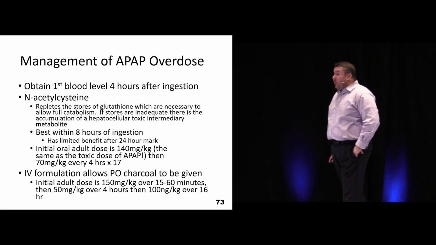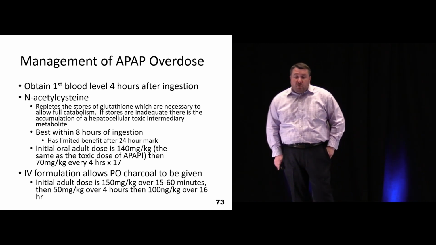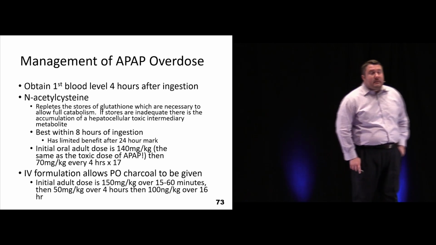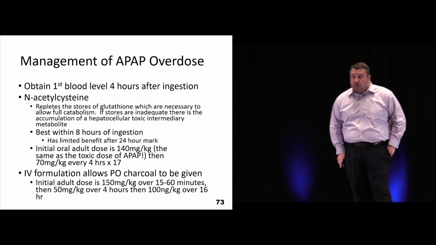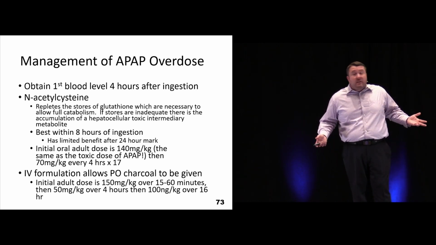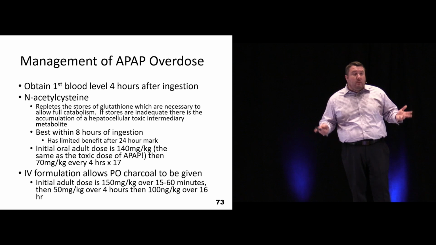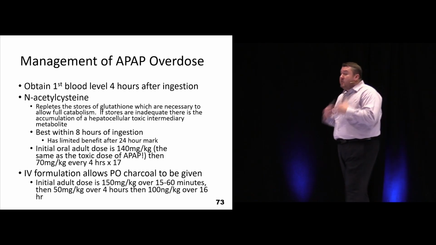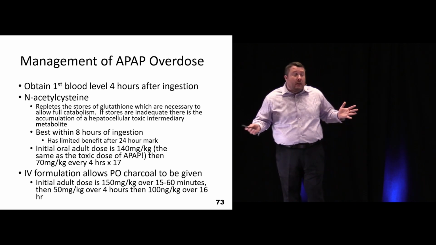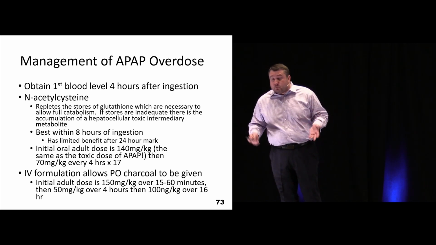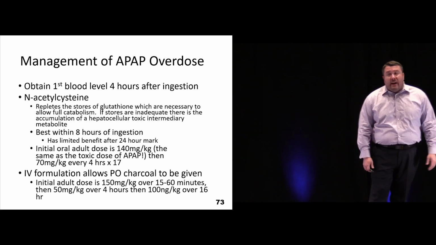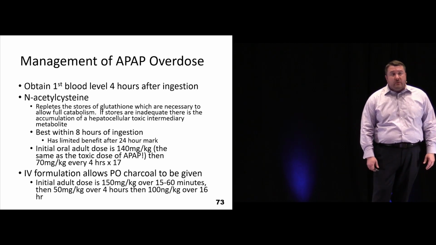Acetylcysteine replaces glutathione. Glutathione is the enzyme my liver needs to metabolize the metabolite of acetaminophen. In normal doses, we have enough to metabolize it, not a problem. But in an overdose scenario, our liver is exhausted and there's not enough glutathione left, so we replace it. This is very effective if started within 8 to 12 hours. It has very little benefit after 24 hours.